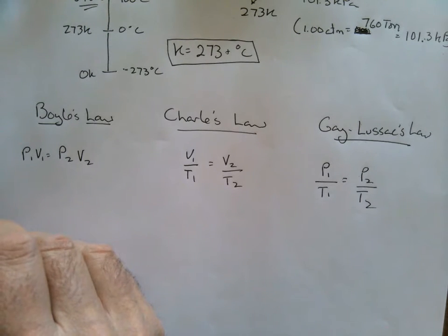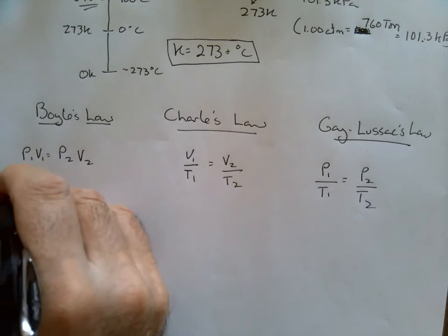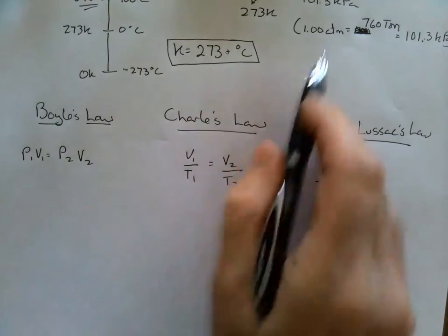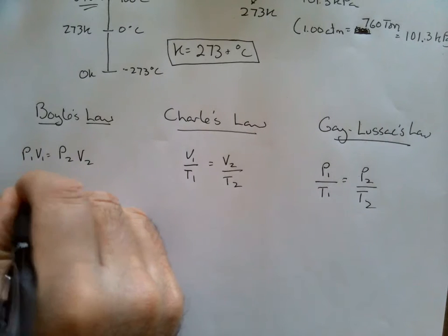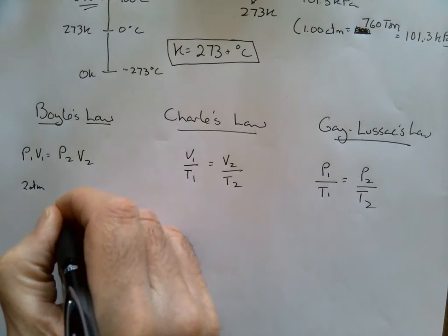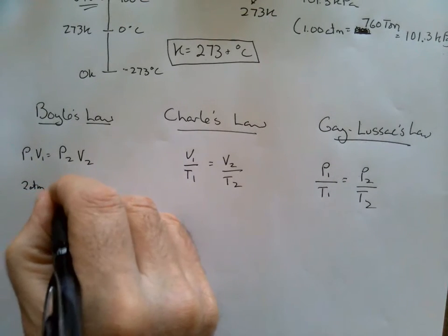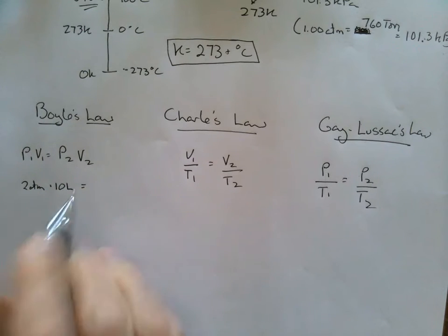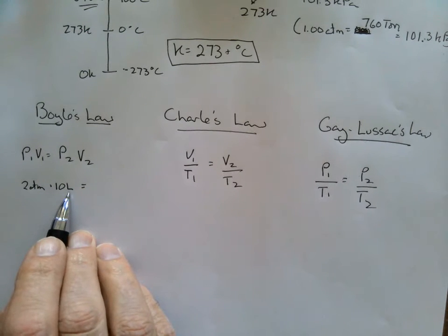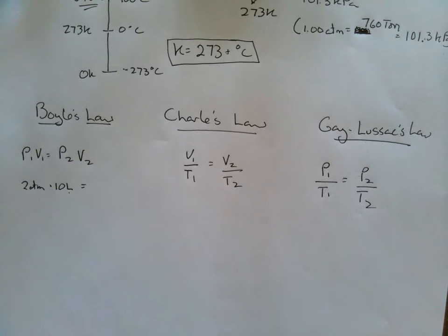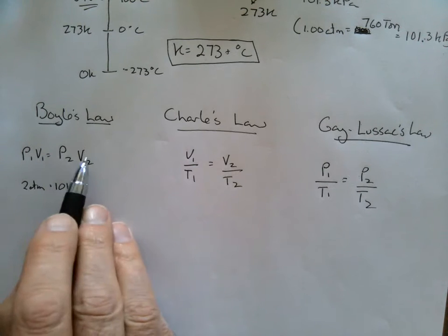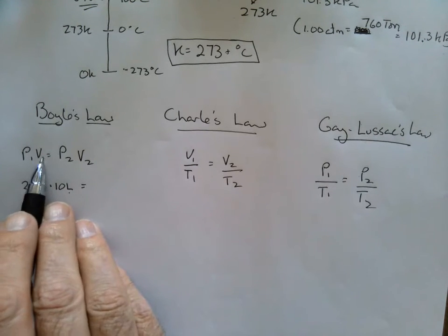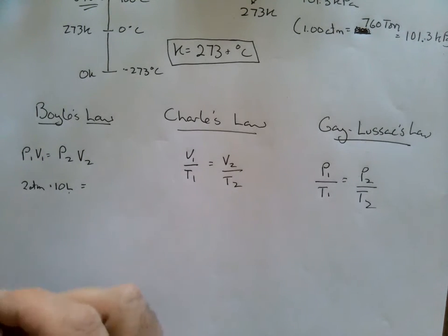Let's try one here. Let's work in ATMs, and it doesn't matter which of these pressures you choose. So let's say our pressure was 2 ATMs and our volume was 10 liters. Once again, it doesn't matter whether it's milliliters or liters because we have volumes on both sides of the equation, which means it won't matter as long as they are the same. If this is milliliters, this has to be milliliters. If this is liters, this has to be liters.